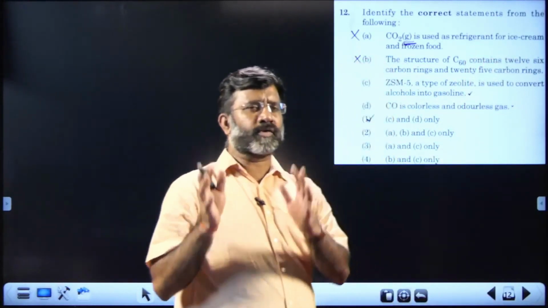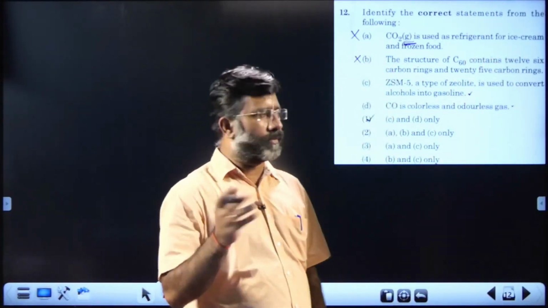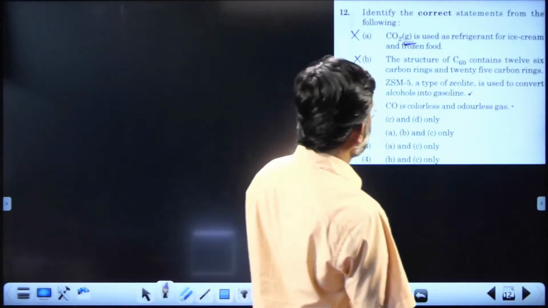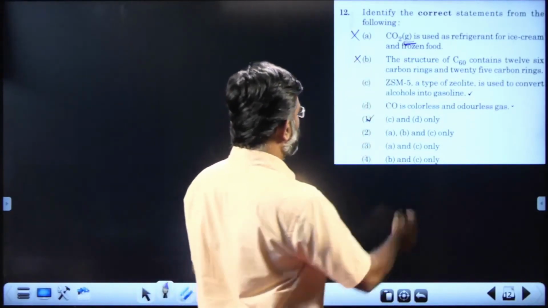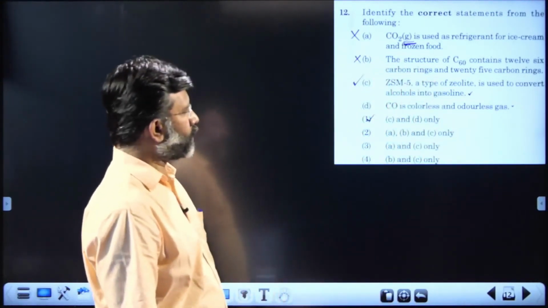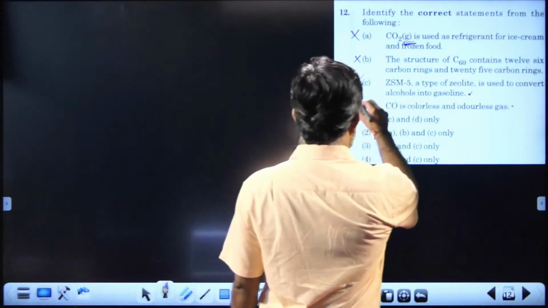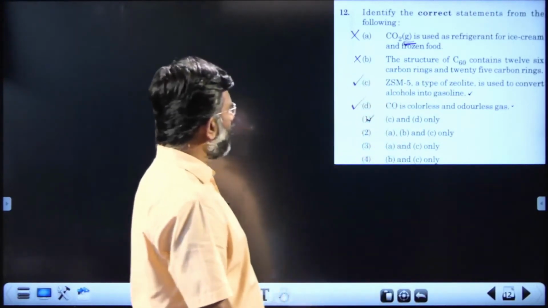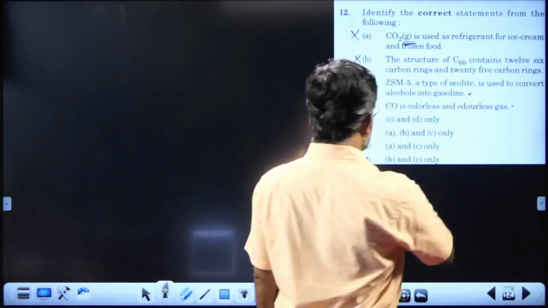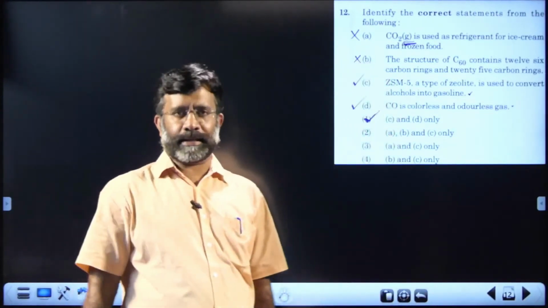It's a textual statement with reference to the diagram available. That is also a wrong statement. ZSM-5 used to convert alcohol to gasoline. That's a true statement, a textual statement. CO is colorless and odorless. That's a non-fact. So A and B are wrong. C and D are correct. We will go for the first choice. C and D are the correct answer.